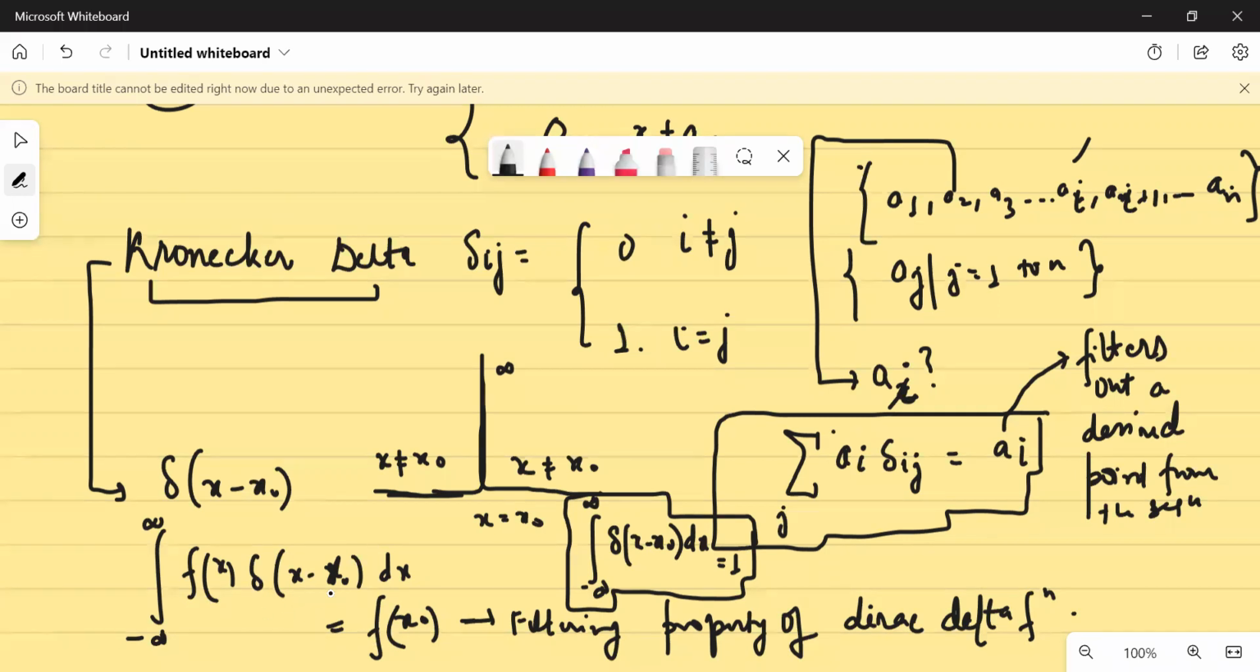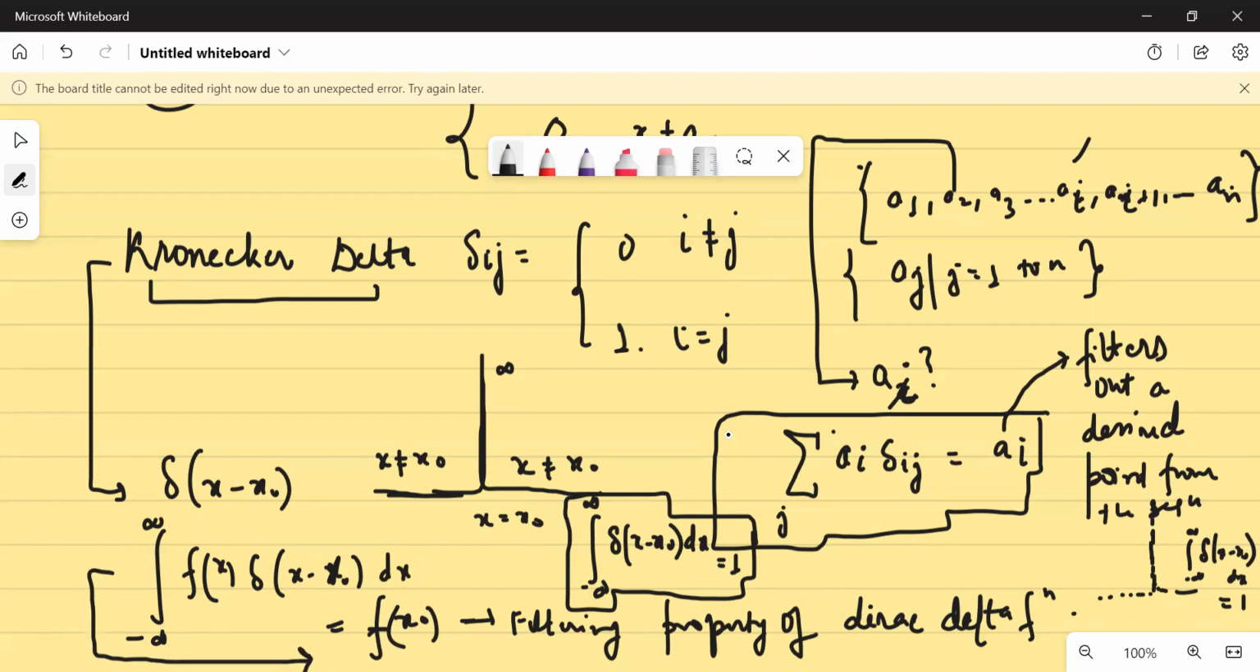Okay, this is very simple to see that if x is not equal to x naught, then it will be 0. Exactly at x equal to x naught, this particular function would be extracted and can be said as f(x naught). Because at x equal to x naught, your entire spike is there, whose area is equal to 1. And at x equal to x naught, your function f(x) becomes f(x naught). So eventually you just get rid of this and you get this kind of thing.